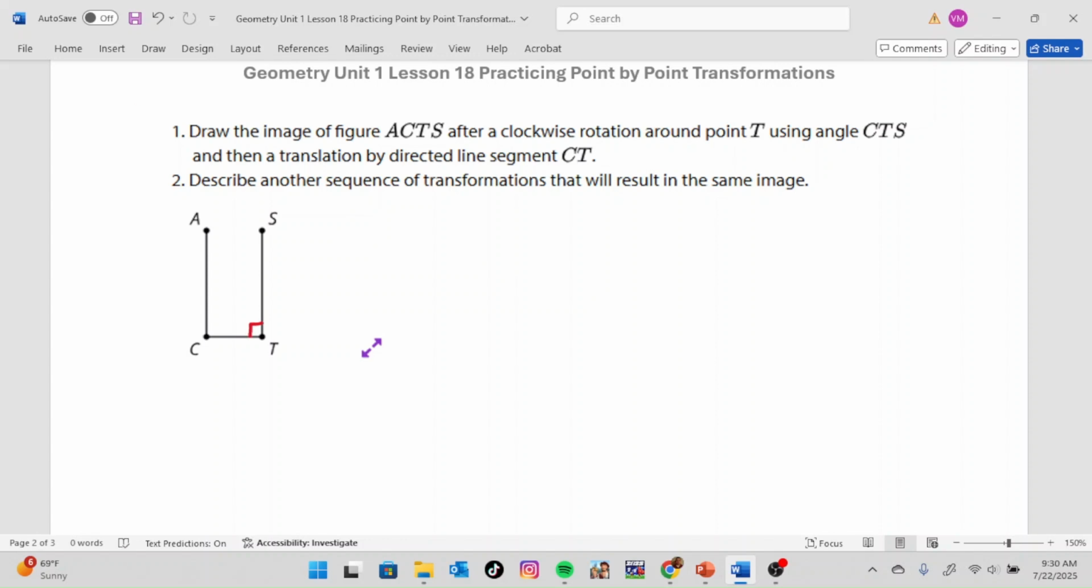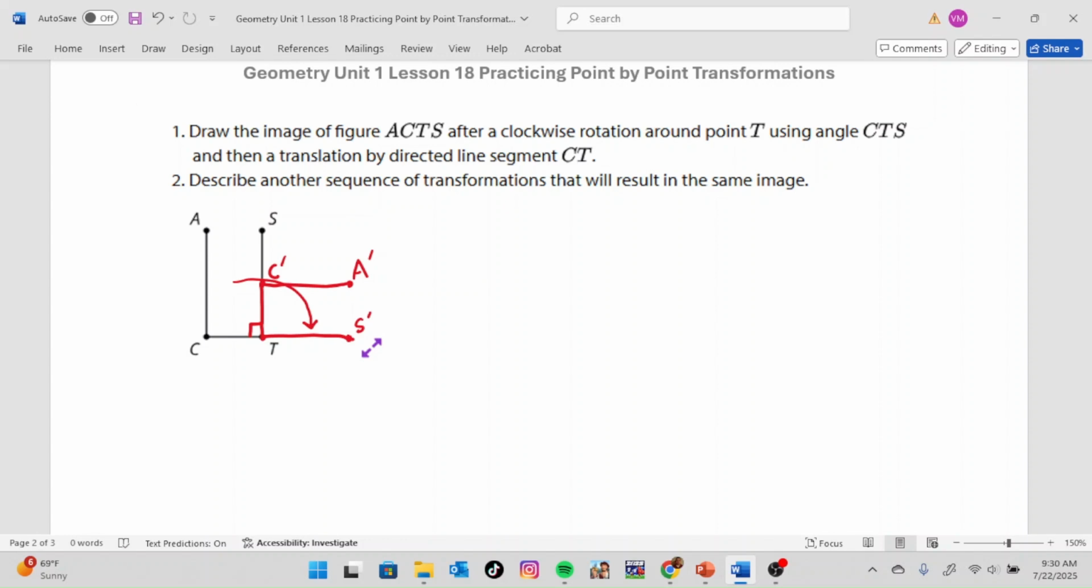So we're going to rotate it 90 degrees, and now that will give us a new shape that looks like this. And now T remains the same. This becomes C prime, this becomes A prime, and this becomes S prime.